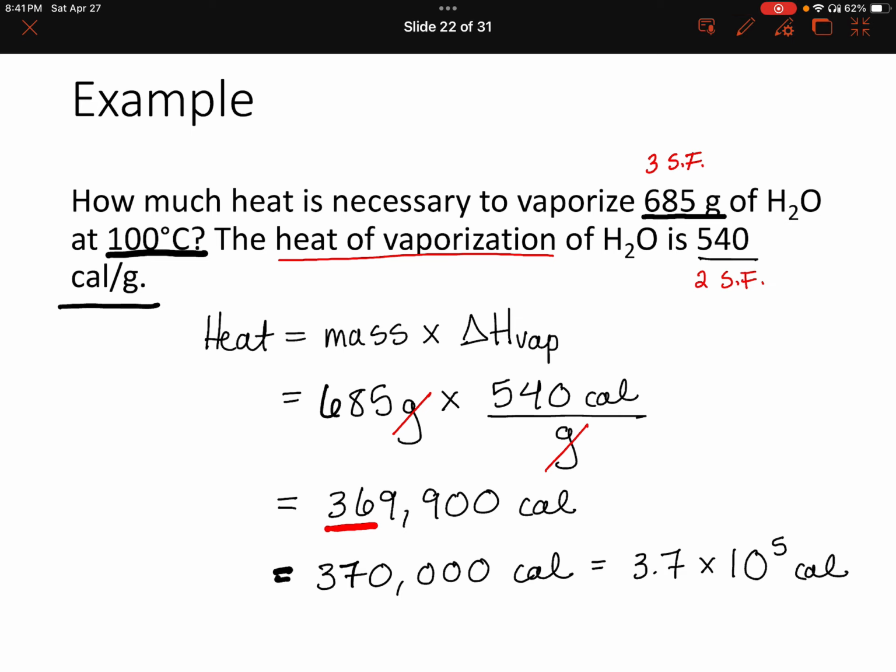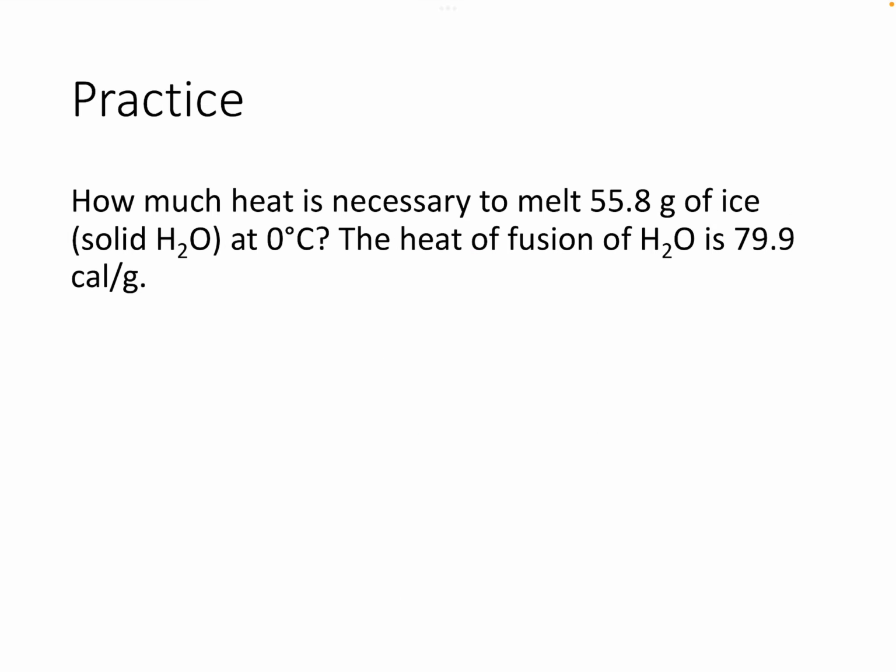Okay, so let's do one more practice problem. How much heat is necessary to melt 55.8 grams of ice, which again is solid water, at 0 degrees Celsius? The heat of fusion of water is 79.9 calories per gram. So see if you can do this problem on your own. So pause the video, try it out first, and then when you're done, you can unpause and we'll go over it together.